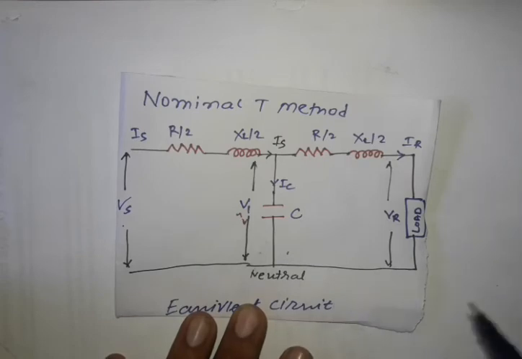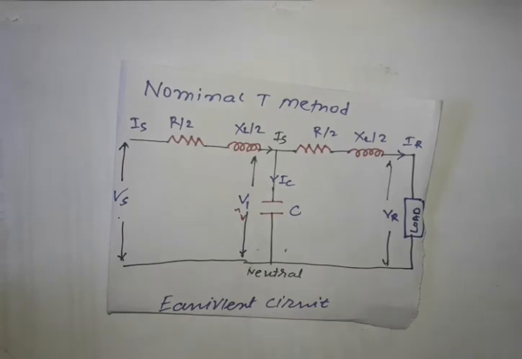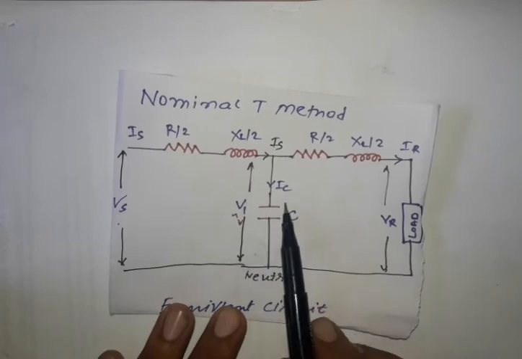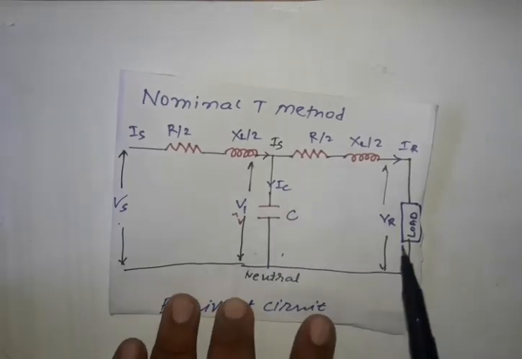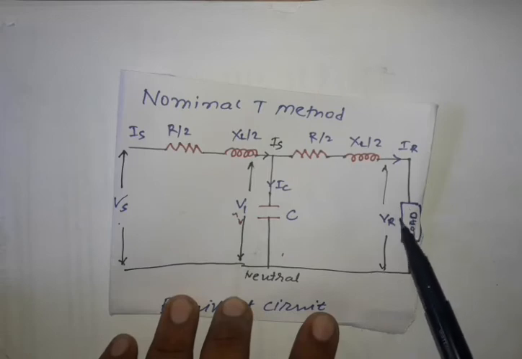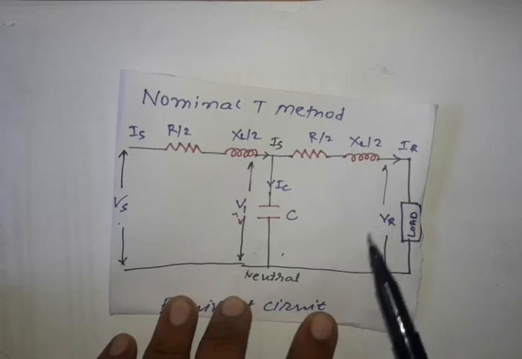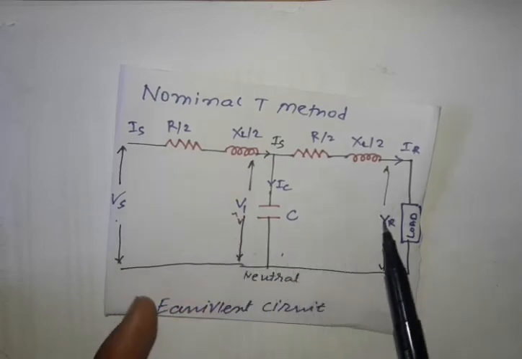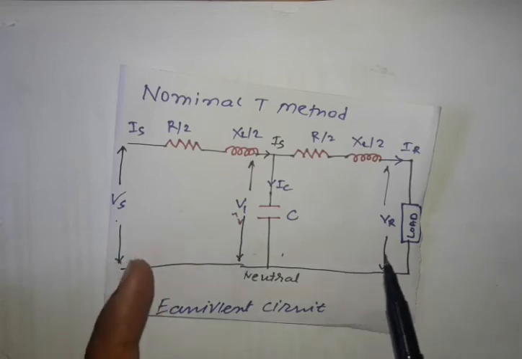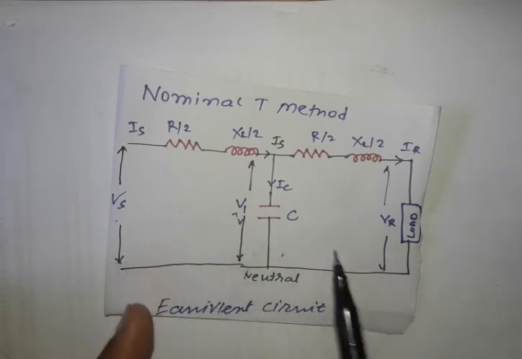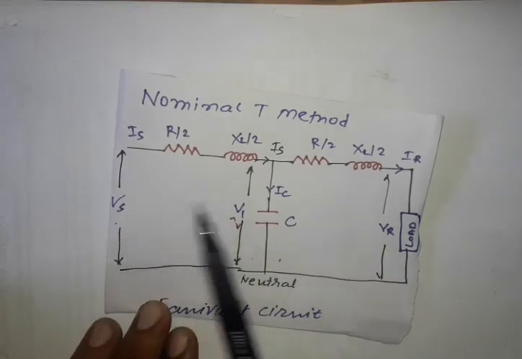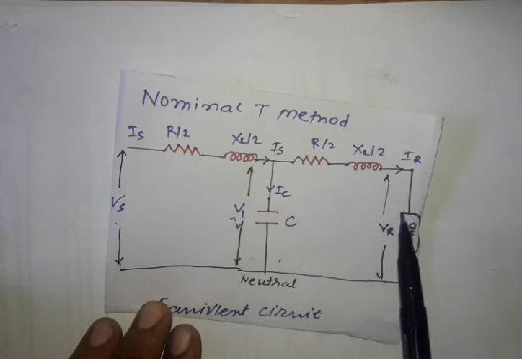Now in the other methods, the end condenser method and the pi method. In the end condenser method, we know that we take the capacitance at the receiving end side, so the voltage of the capacitor is equal to the receiving end voltage VR. And in the pi method, we take capacitors on two sides, sending end side and receiving end side. So the sending end side capacitance voltage is Vs and the receiving end side voltage is Vr.